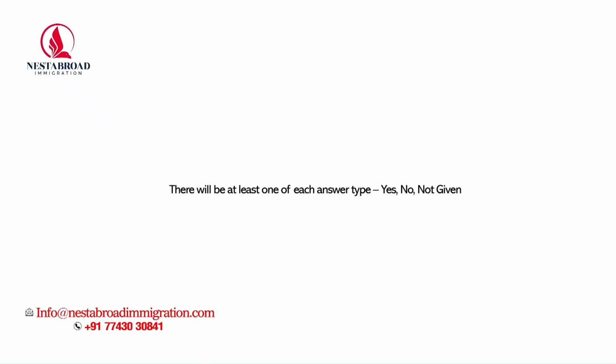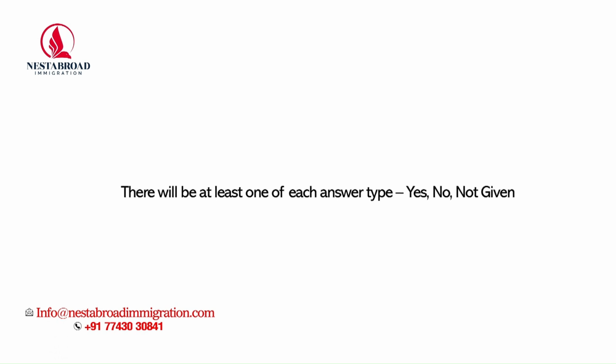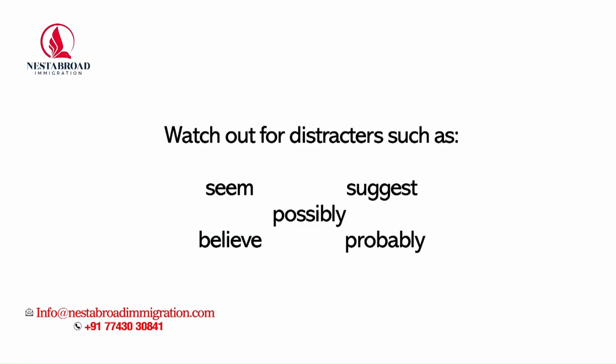The second main thing is that there will always be at least one answer for each of the three: yes, no and not given. If you haven't found at least one of these answers, then you have made a mistake. The next thing is to watch out for the distractors. Sometimes they provide you words such as seem, suggest, claim, occasionally, often, which try to confuse you.